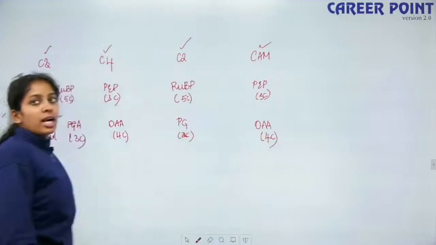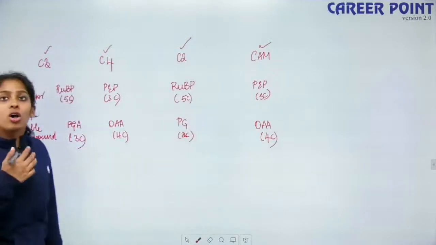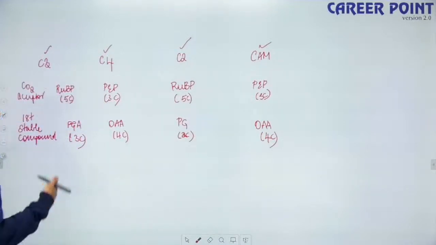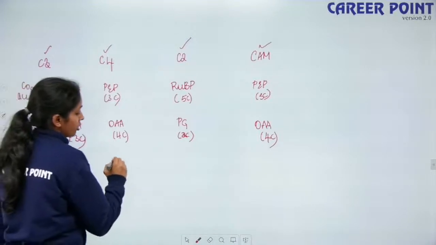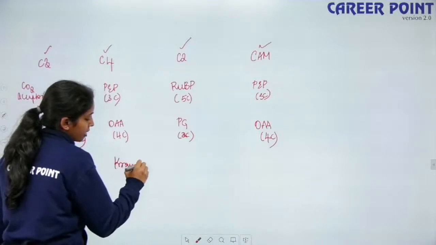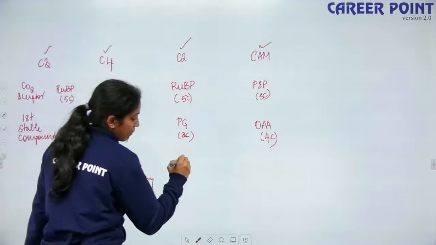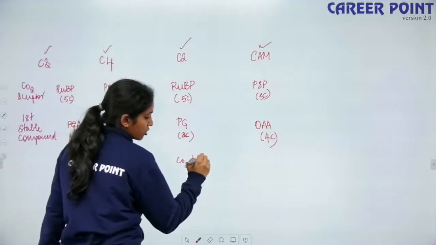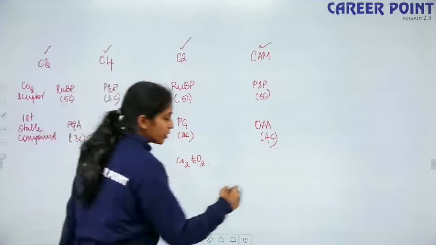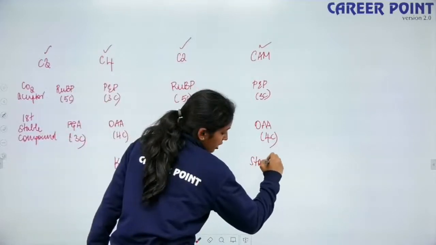So what is unique about C3 plants? It happens in all types of plants. For C4 plants, the unique feature is Kranz anatomy. This happens when the carbon dioxide concentration is not equal to the oxygen concentration. Here the stomata open during the night.